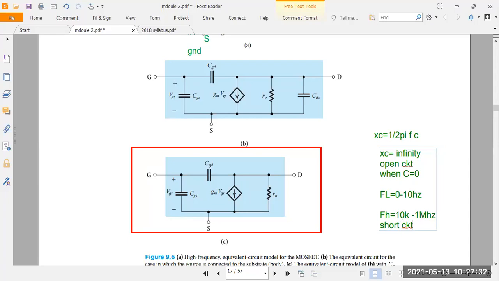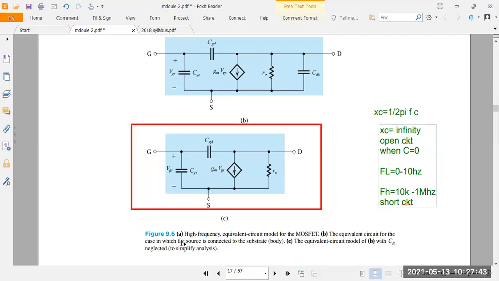When the capacitor acts as a closed circuit, we draw the capacitor here because current flows across the capacitor at high frequency. So this is the high frequency equivalent model for the MOSFET. Low frequency and small signal model; high frequency and large signal model. Understood? So now take the analysis here.